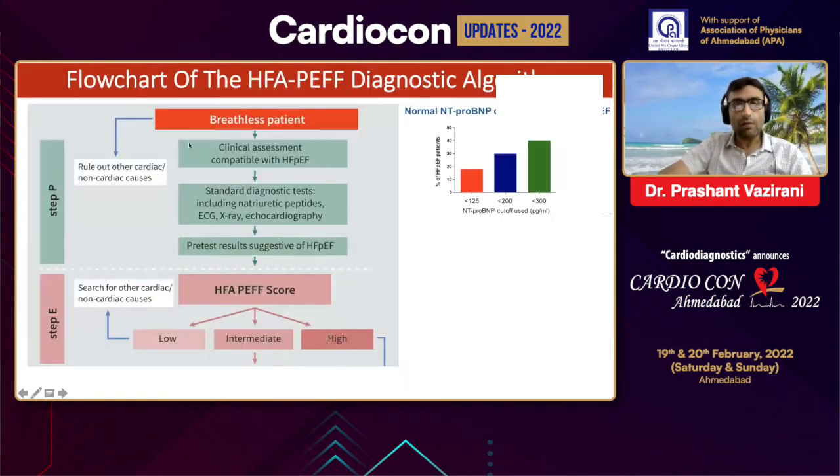So in any breathless patient, the clinical assessment has to be done, like with Stagner diagnostic test, natriuretic peptides, ECG, X-ray, echo, and then the HFpEF score has to be calculated. I'll tell you how this score is calculated. And please remember, normal NT-proBNP does not rule out HFpEF.